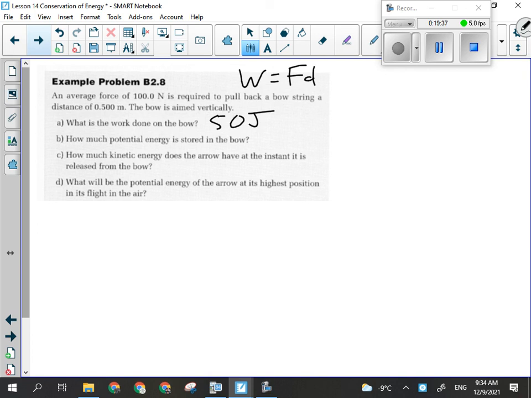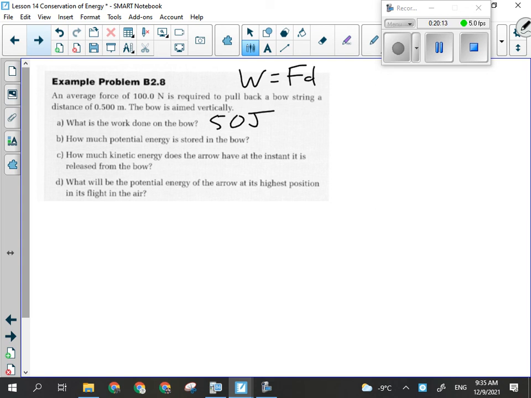What's the answer for all of these questions? 50 joules. Okay? The energy in the system of the bow and arrow is the result of the archer pulling back the bow and doing 50 joules worth of work. That is all the energy that can ever be in that system. All that's going to happen is it's going to change forms, or convert from one form to another. But the energy itself will be conserved. That is, it cannot be created or destroyed.